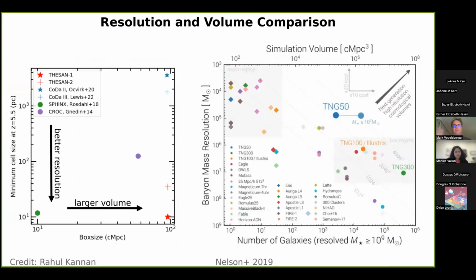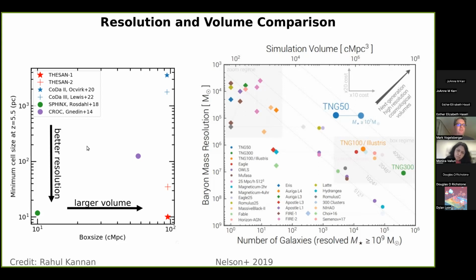Now, just to give you a bit of a scope where we stand with this. Here on the right, this is an overview plot that has been generated by Dylan Nelson a couple of years ago, where he put a large number of existing hydrodynamical simulations in this space of, on the x-axis, number of resolved galaxies, and on the y-axis, the baryon mass resolution. Ideally, if you want to push the boundaries to better and better simulations, you would like to go to the upper right. So you would like to have a large number of resolved galaxies with a very high baryon mass resolution. This is exactly what you want. And you see where all these simulations actually lie in this space.